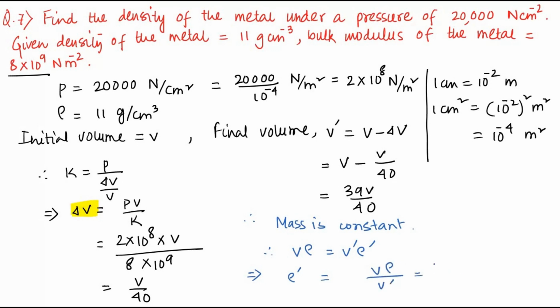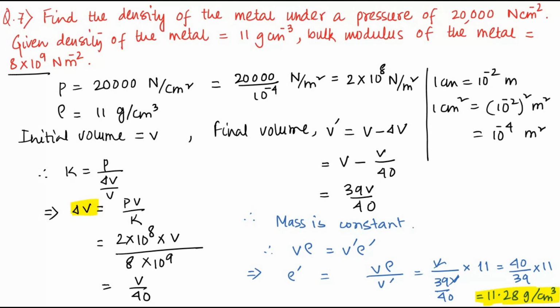Okay, now we know V dash is 39V by 40 and rho is 11 gram per centimeter cube. So after calculating this, V will cancel out. We'll be getting 40 by 39 into 11, which is equal to 11.28 gram per centimeter cube. So this is our answer. So the density of the metal under a pressure of 20,000 is this 11.28 gram per centimeter cube.